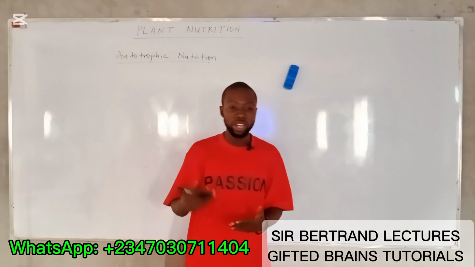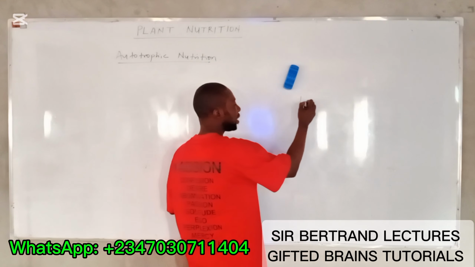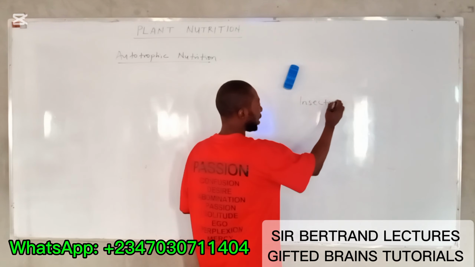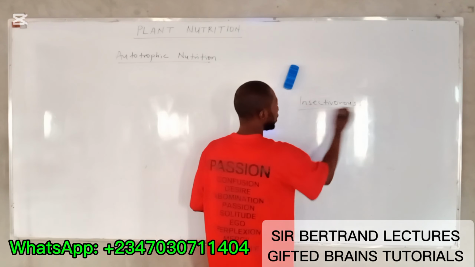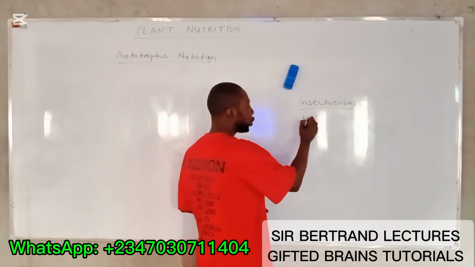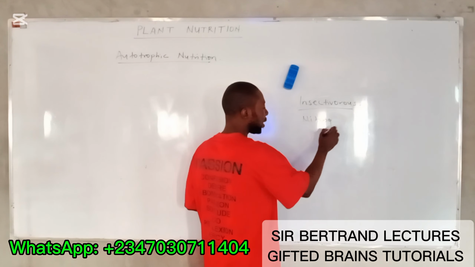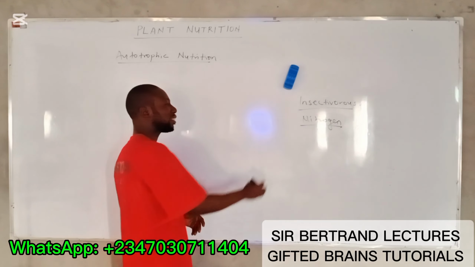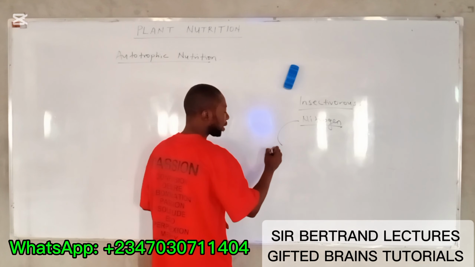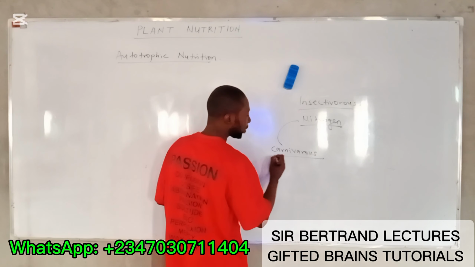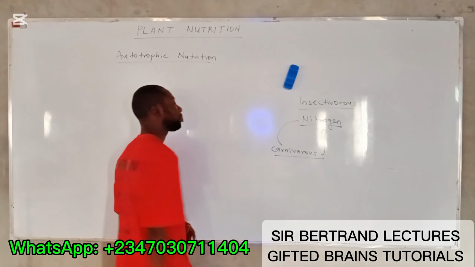Now, these carnivorous plants are known as insectivorous. They feed on insects to acquire nitrogen, which is absent in the soil where the plants are grown, and that is why the plant becomes a carnivorous plant, because of the absence of nitrogen.